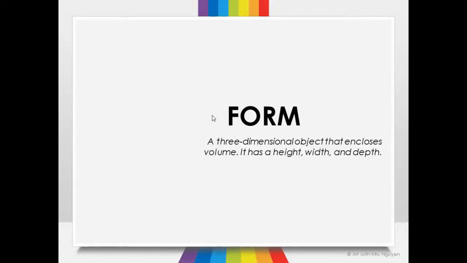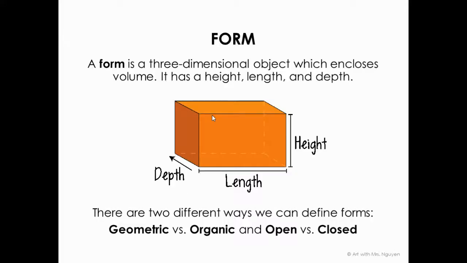Next element of art we're going to look at is form. This is a three-dimensional object that encloses volume. It has a height, a width, and a depth. A form is three-dimensional. You can see that here in this image, and you can see the height, the length, and the depth. There are two different ways we can define these forms: geometric versus organic, and closed versus open.